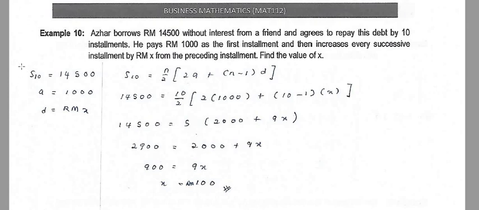So based on the information that we have, it is best if we use the sum formula because we have S10. Substitute n as 10, S10 as 14,500, A as 1000, and D as X. Finally, after some calculation, we get that X equals 100.